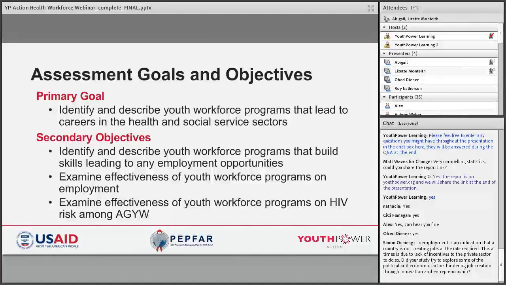Just to give you an overview very quickly of the goals and objectives of this research, although in the previous presentation you did get some idea of this. The primary goal was to identify and describe youth workforce programs within South Africa, particularly that would lead to careers within the health and social service sectors. Within this goal, we had secondary objectives, which were to identify and describe youth workforce programs that build more general skills, leading to general employment opportunities, to examine the effectiveness of these youth workforce programs, particularly on employment, and also to look at the effectiveness of youth workforce programs on HIV risk, particularly among adolescent girls and young women.